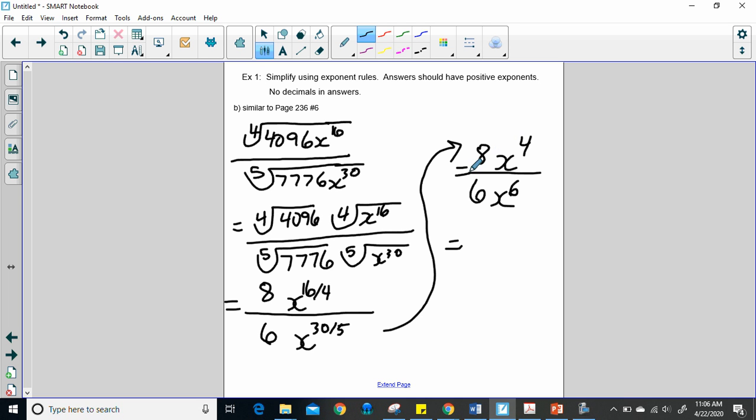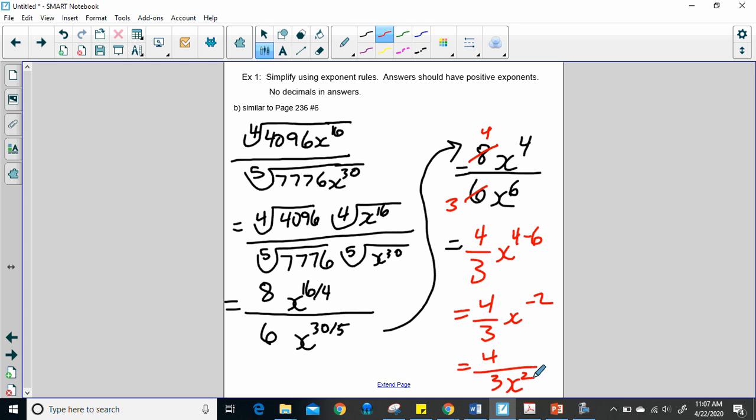Let's simplify. 2 goes into 8 and 6, so I can reduce this one. 2 goes into 8 four times, and 2 goes into 6 three times. So you get 4 over 3. And my x's, we're dividing, so let's subtract. So you get 4 over 3, x to the negative 2. Final answer: 4 over 3x squared. Good.